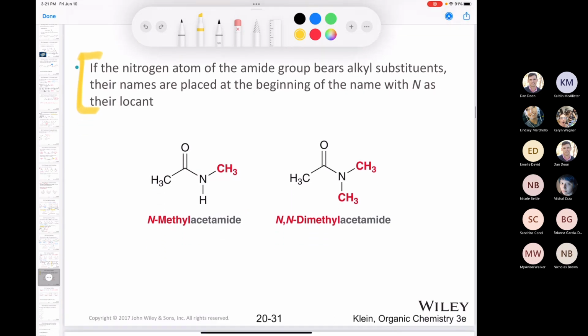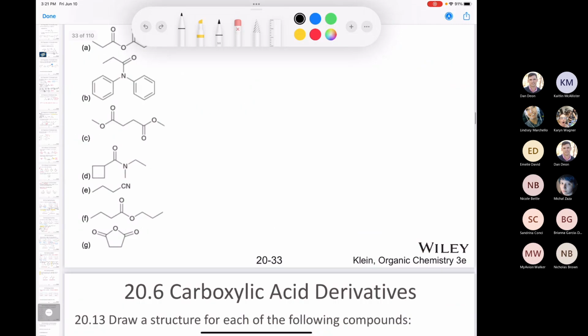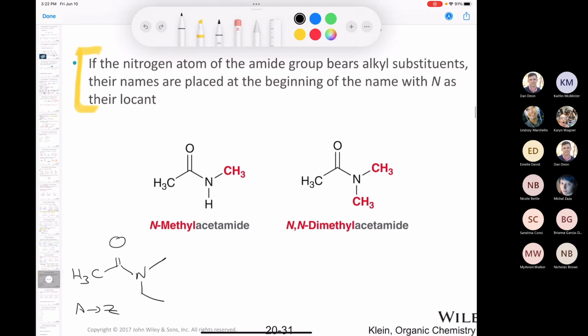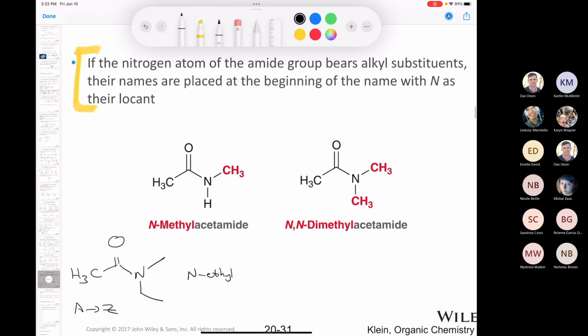Now, something that's not on this slide is, what do you do if you have two different alkyl groups? Let's imagine we had this compound, let's say, son of a gun, just as I'm getting into it. There we go. Let's imagine you had this compound here, where you have a nitrogen that has a methyl and an ethyl group on it. In that case, you do it in alphabetical order, going from A to Z. So we have an N-methyl and an N-ethyl. Therefore, you would write N-ethyl, N-methyl acetamide.